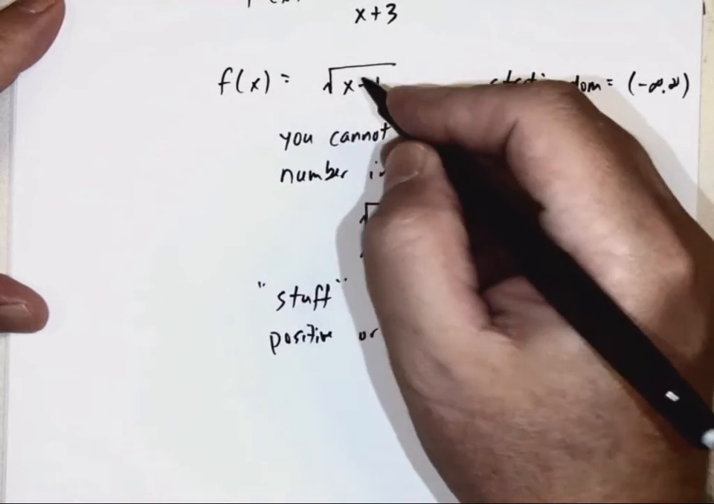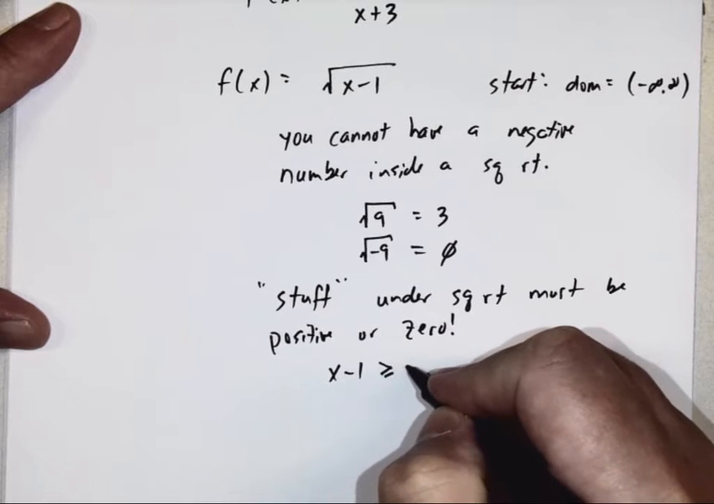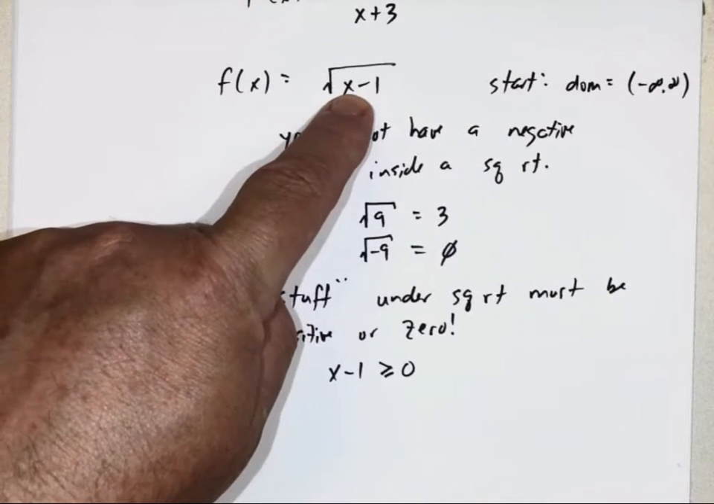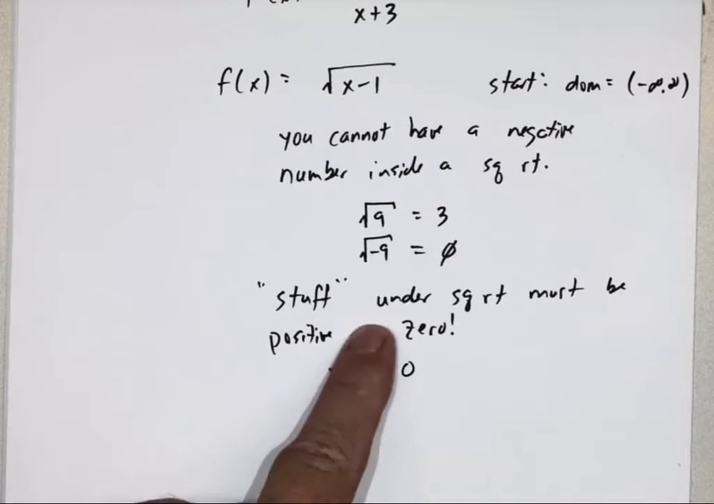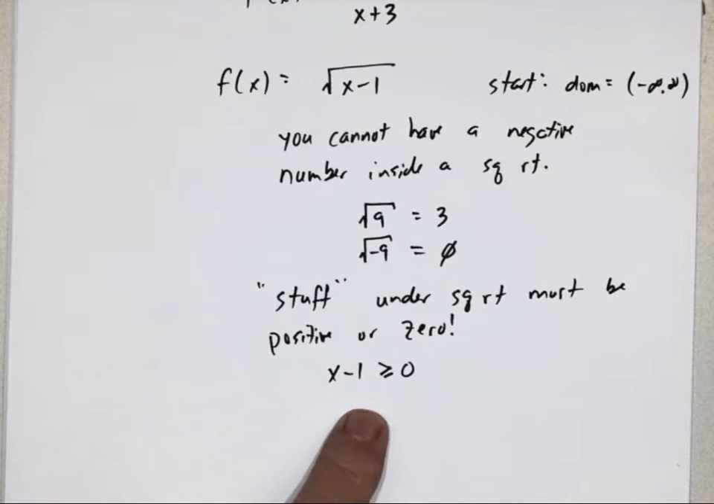What I'm going to do is take whatever's under the square root, and I'm really saying x minus 1, all the stuff under the square root, has to be greater than or equal to 0. In a sense, this is a way to express this idea that the stuff under the square root has to be positive or 0. X minus 1 greater than or equal to 0 is a way of saying this thing has to be positive or 0. And then I just solve this inequality.